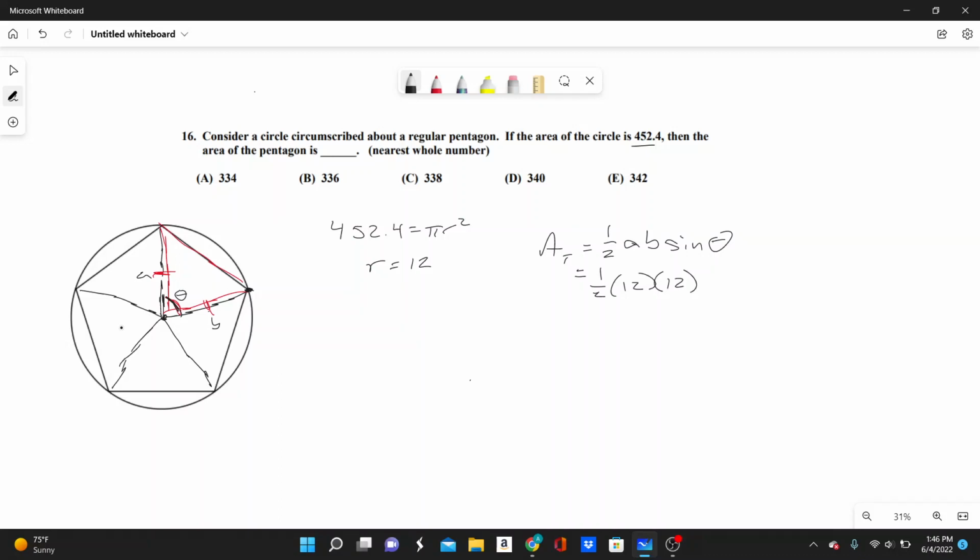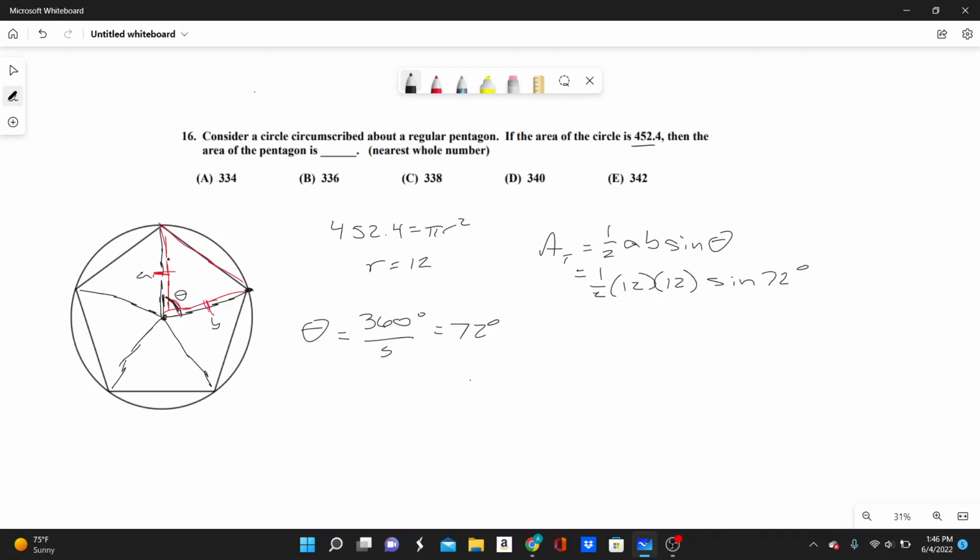But since we know that these triangles are all the same, we know all of these interior angles are all going to be equivalent. So to find the measure of one of them, we can take the total measure, which would be the full circle, or 360 degrees, and divide it by 5. So we know that theta is equal to 72 degrees.